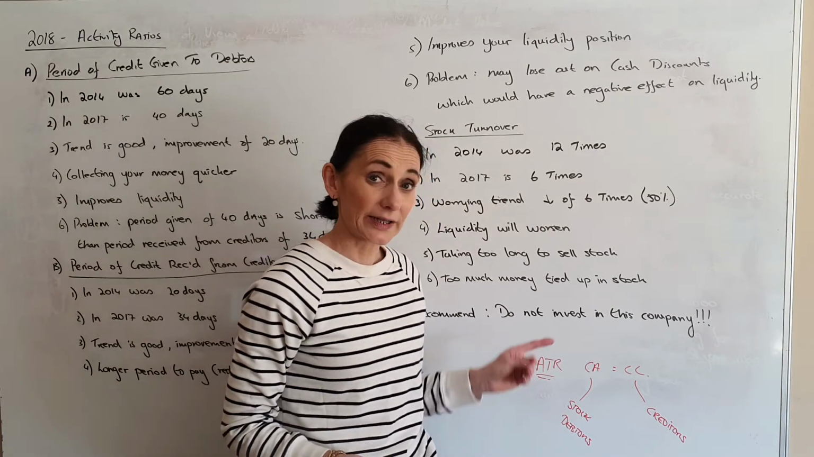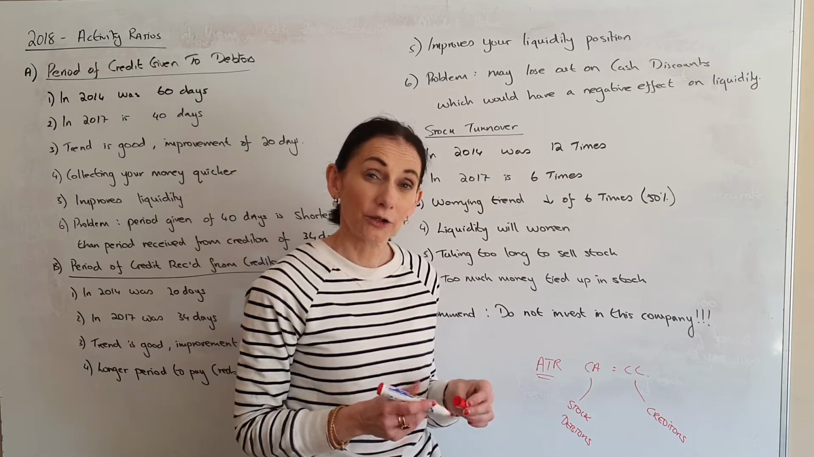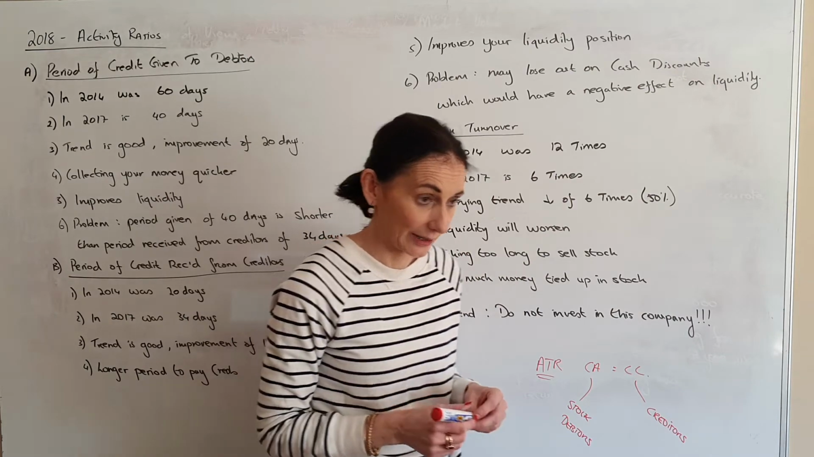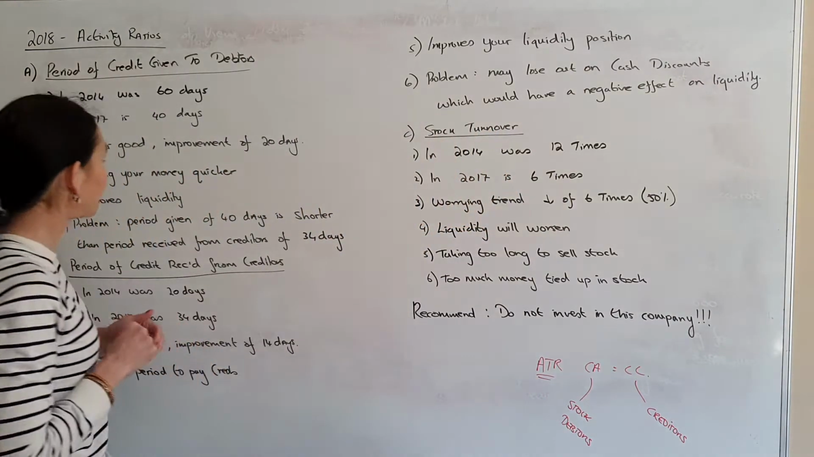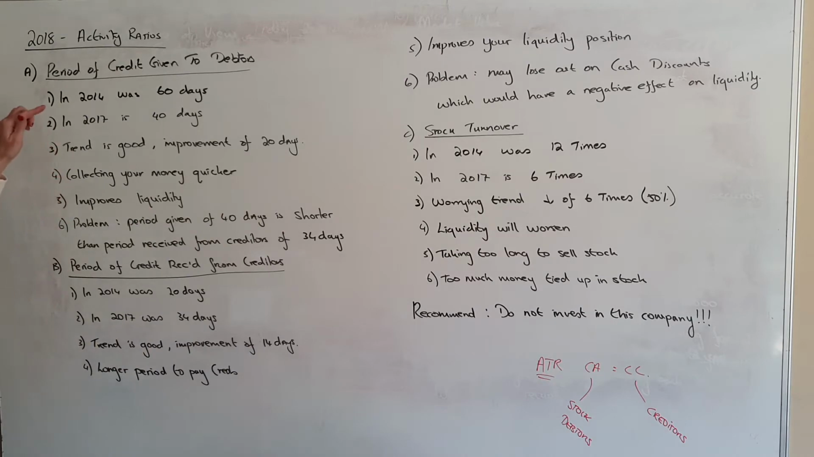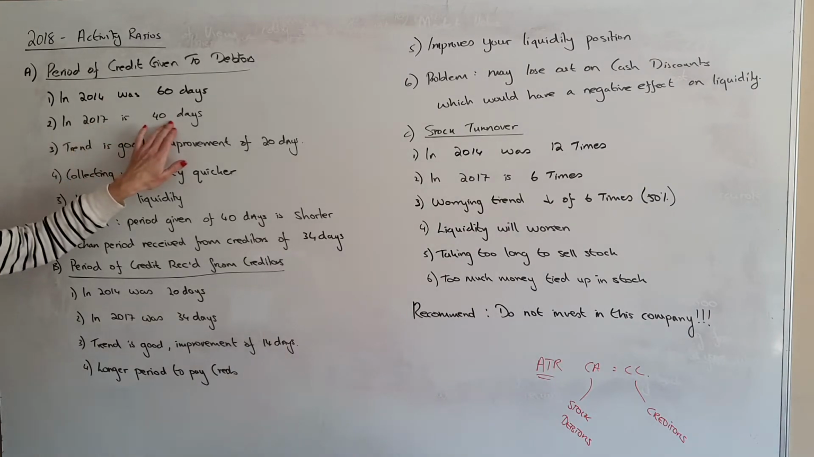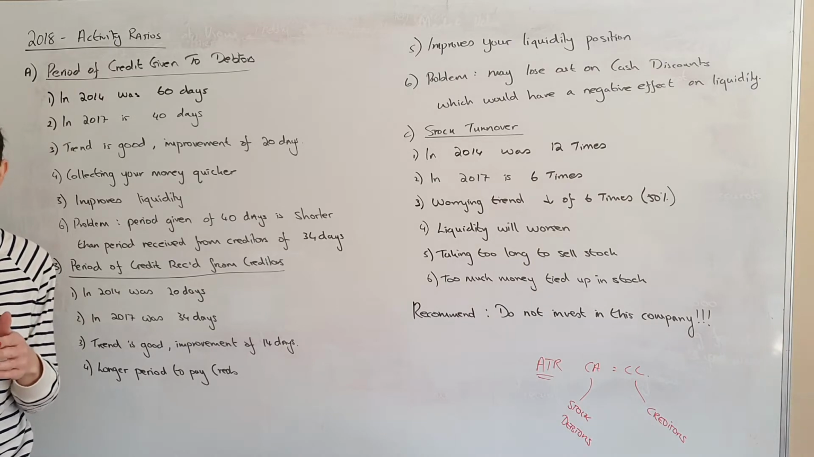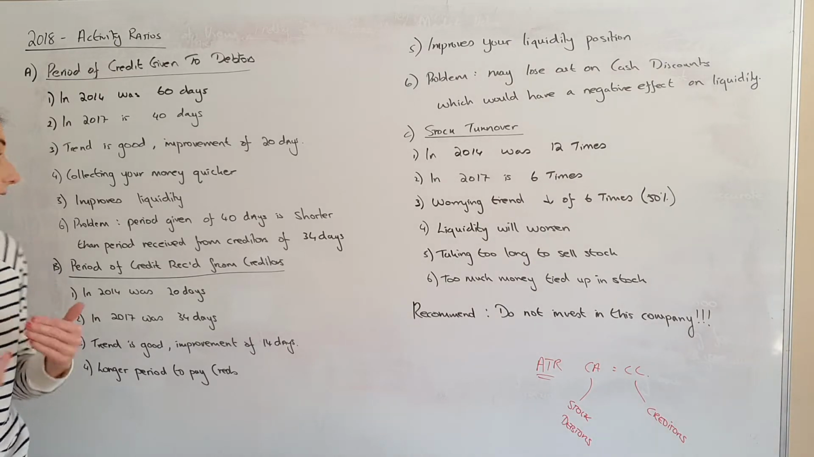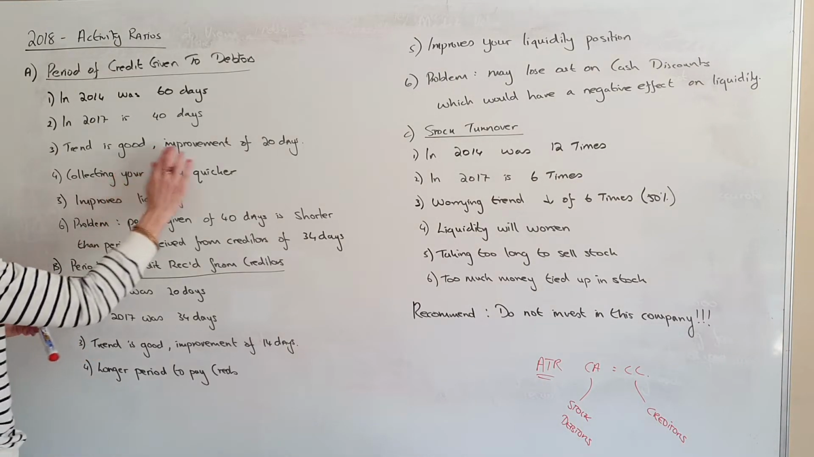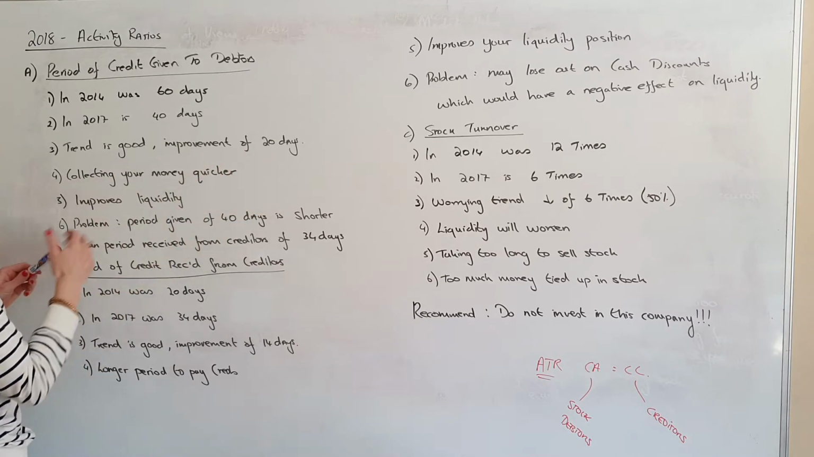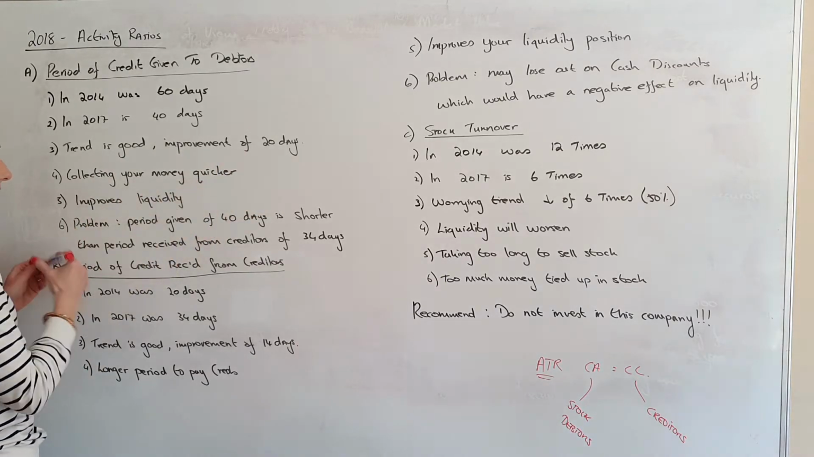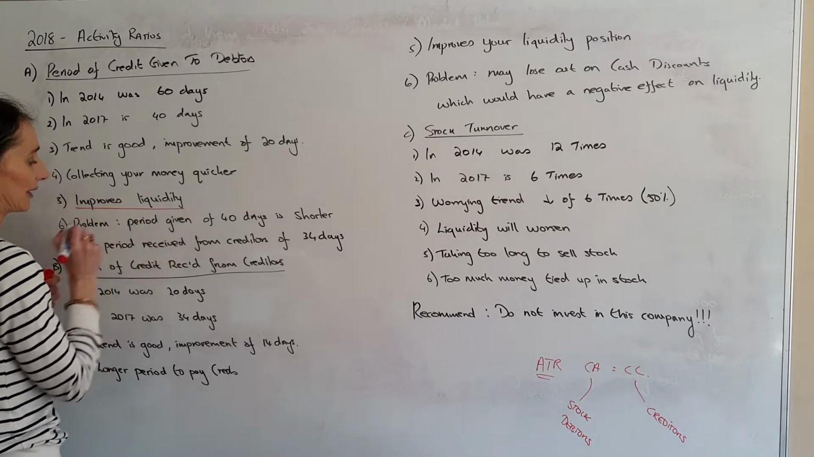So as I'm talking through the three of these, I'm going to mention how they affect your liquidity. First of all, I'm going to look at the period of credit given to debtors. In 2014, you were given 60 days. In 2017, you're given 40 days. So that means you're waiting less time to get your money back from your debtors, which means that you get your money quicker. So the trend is good. There's an improvement of 20 days. So you're collecting your money quicker, so that improves your liquidity.